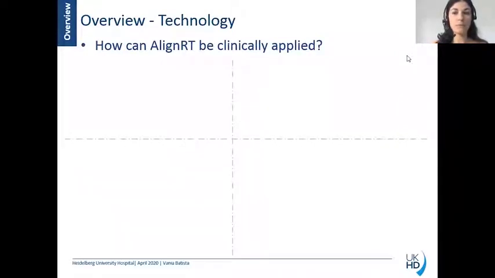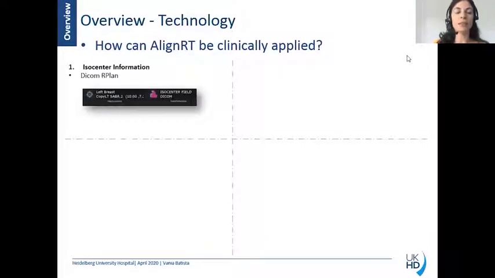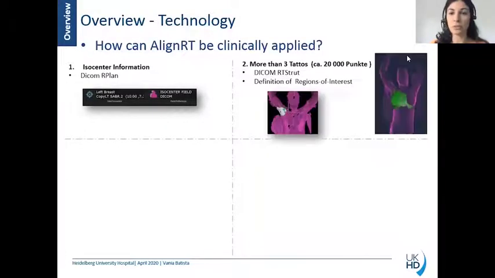So, how can Align RT be applied clinically? Everyone knows how the technology works, but how can it be applied in the clinical routine? First, you have an extra safety measure because you have the isocenter coordinates information in the system, so you can confirm if you are placing the patient at the correct isocenter position.